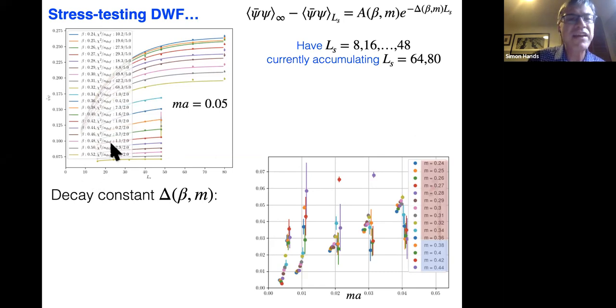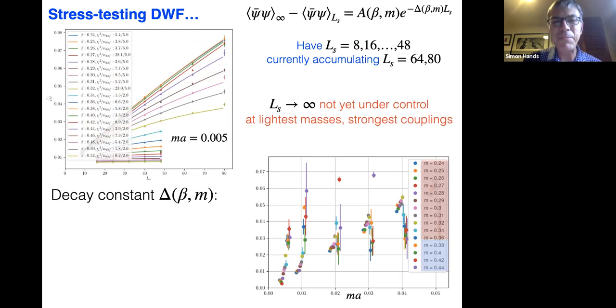What I'm showing you is the results for the bilinear condensate at a variety of different couplings as a function of LS. LS here is ranging from 8 up to 80. You can see that certainly for larger masses and stronger couplings, there's a very strong dependence. Empirically, it seems that we can model the approach to the infinite LS limit by this exponential ansatz here, characterized by some decay delta. These data are taken at relatively large current fermion mass. However, if I go to a smaller mass, then that extrapolation to large LS is much harder to control. So this is a problem which is getting more difficult as we go towards lighter fermions.